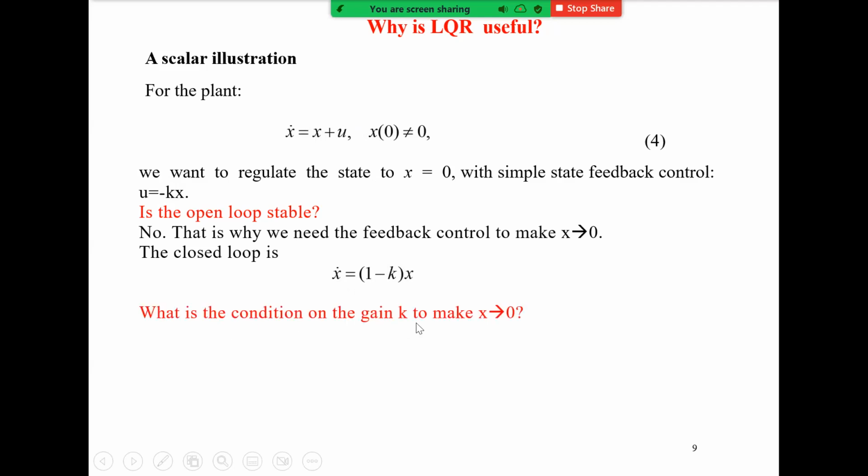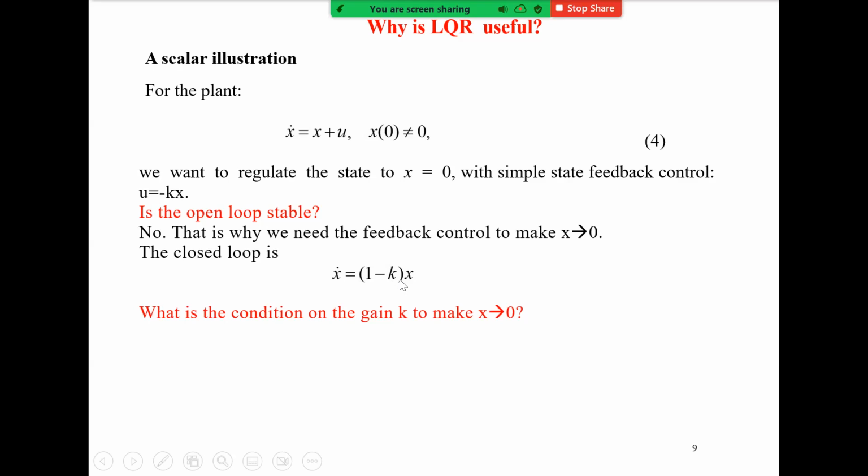So what is the condition on this gain k such that x will go to 0? k has to be bigger than 1. Somebody said 1. I don't understand why you think the answer should be 1.